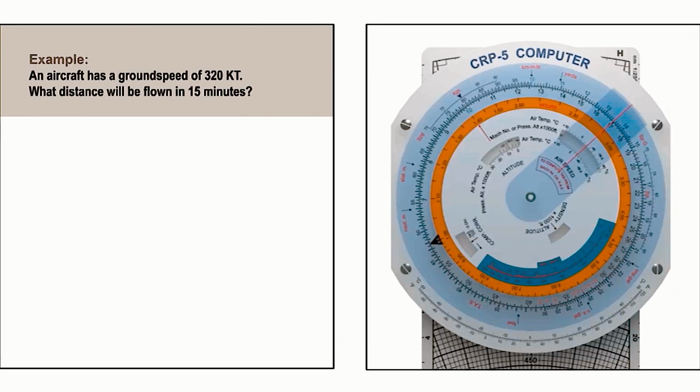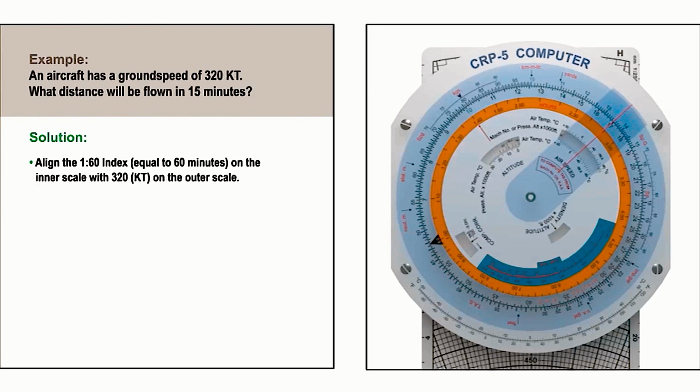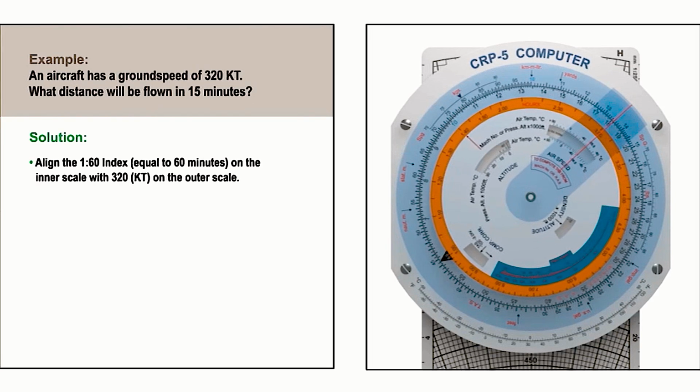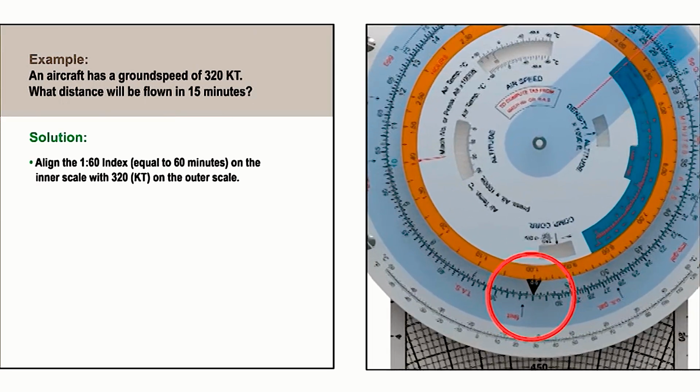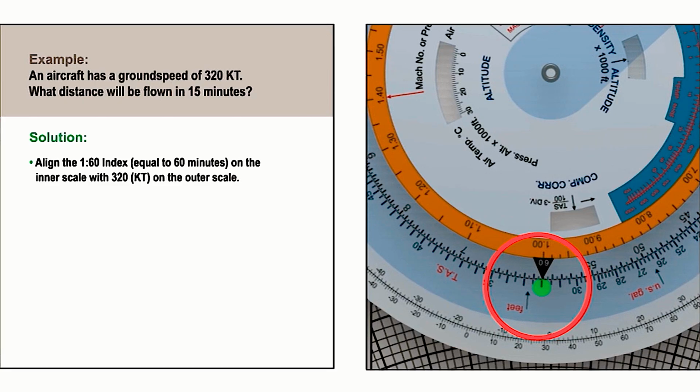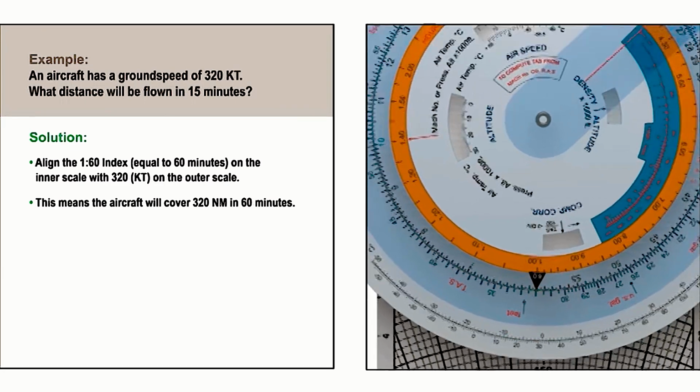Here we will look at the case where we know the ground speed of 320 knots and need to know how far we will fly in 15 minutes. This time, we align the black 1 in 60 triangle on the inner scale with 320 knots on the outer scale. This means that the aircraft will cover 320 nautical miles in 60 minutes.